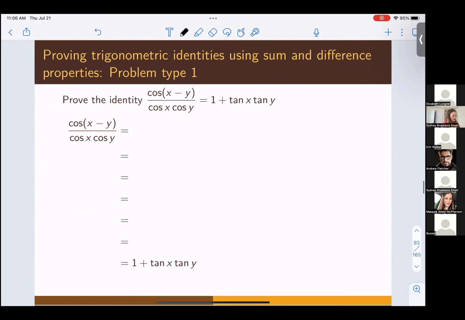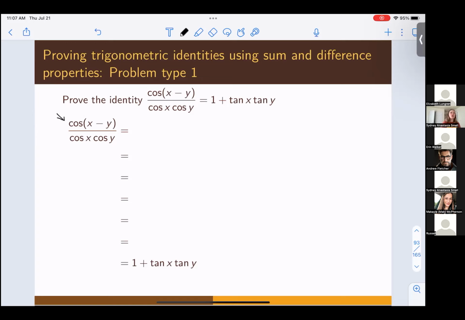So I want to prove the identity cosine of x minus y over cosine x cosine y equals 1 plus tangent x tangent y. I want to decide which end I'm going to start and end on. Looking at the bottom part of the equation down here, I don't really know what to do with it. I could turn the tangents into sines and cosines, but beyond that, I don't really know what I would do. However, looking at the top one, I immediately see a cosine of x minus y. So my brain immediately is like, oh, I could attack this with a difference identity.